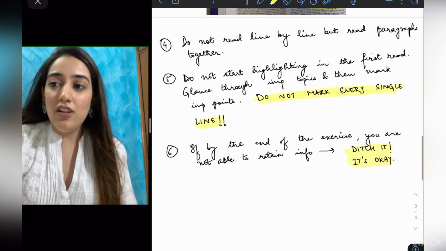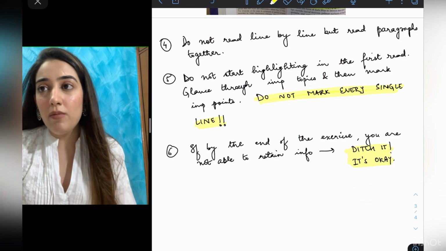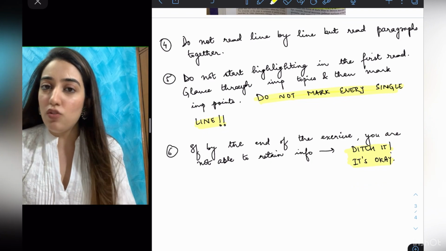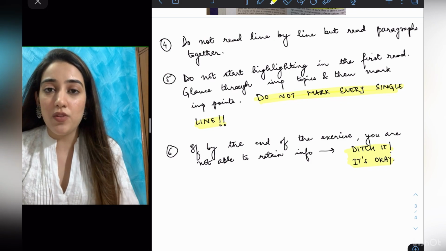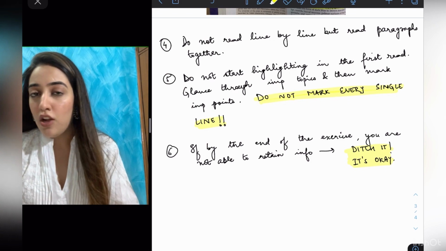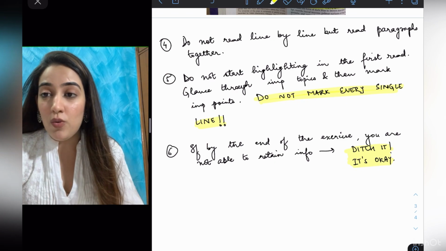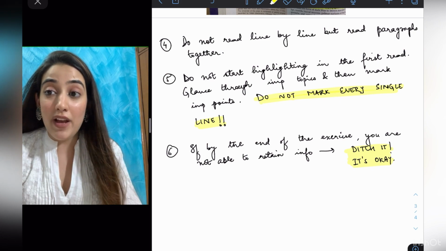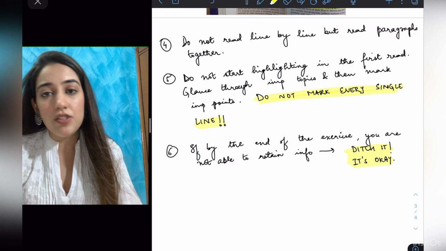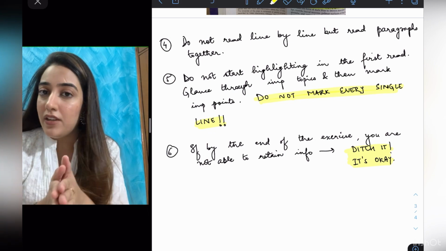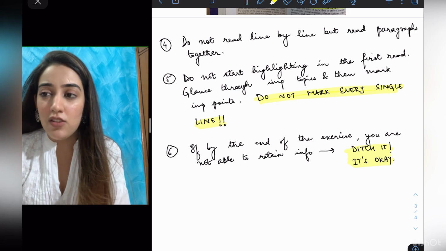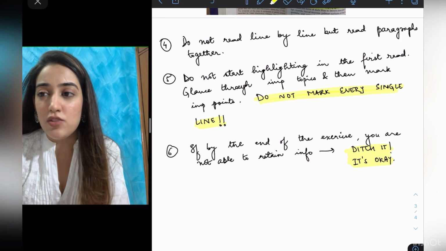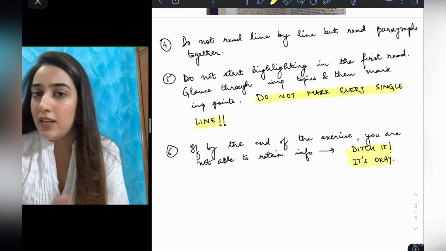Now, if by the end of this exercise you are not able to retain the information, it's okay to ditch the standard textbook. Not every student is the same. Not every student is able to retain the information the same way. So if you feel that you are lacking behind and that you might not be able to reproduce the information that you've studied from standard textbooks, it's better to ditch it and go for any other resource book that might have been recommended by seniors.